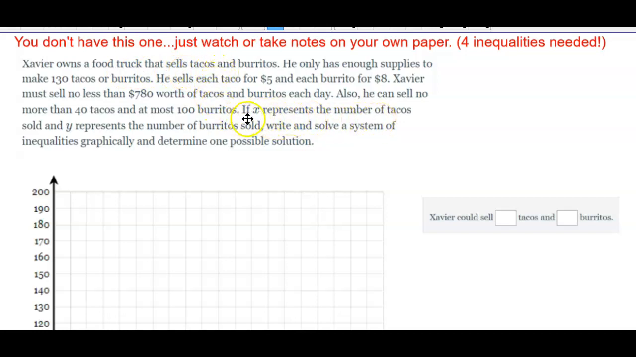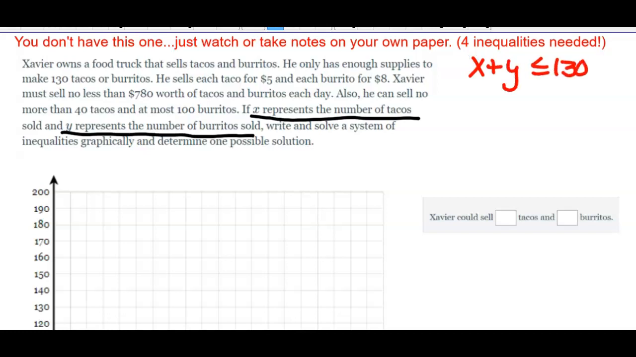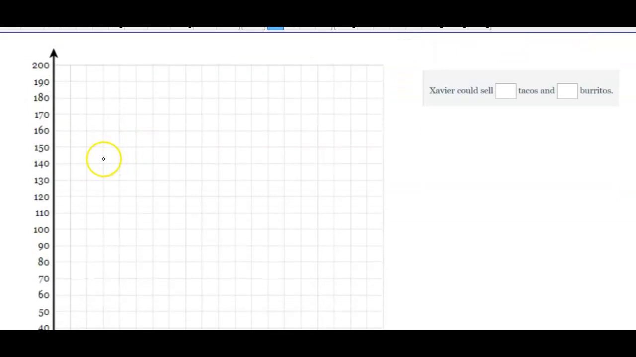Xavier owns a food truck that sells tacos and burritos. I'm going to jump down here. It says X is tacos and Y is number of burritos. So he has only enough to make 130 tacos or burritos. So X plus Y is less than or equal to 130. I'm going to graph that real quick.